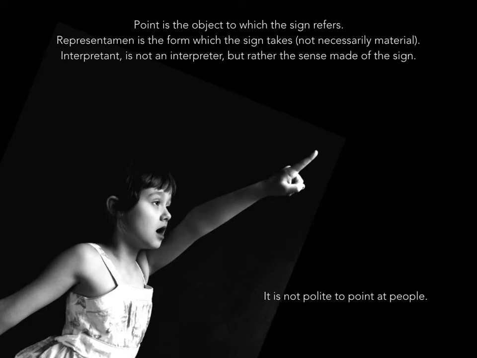The word point is the object to which the sign refers. Representamen is the form which the sign takes, the pencil or the finger. Interpretant is not an interpreter, but rather the sense made of the sign. The pencil is sharp or the girl being impolite.